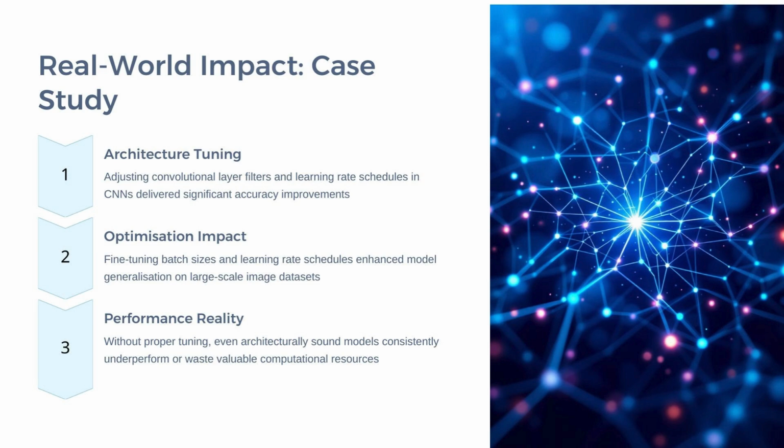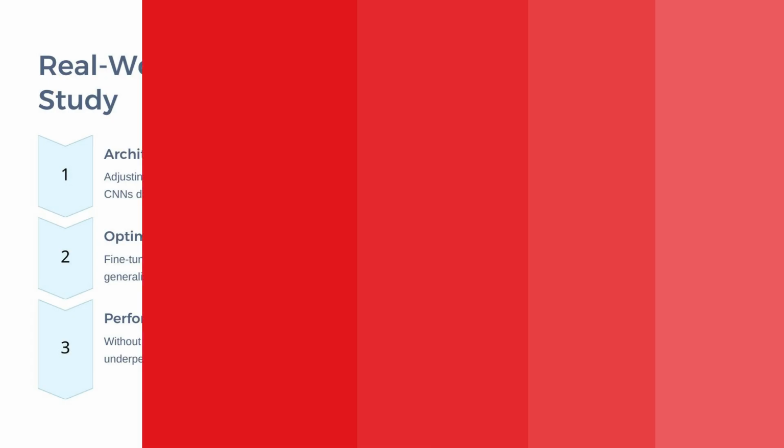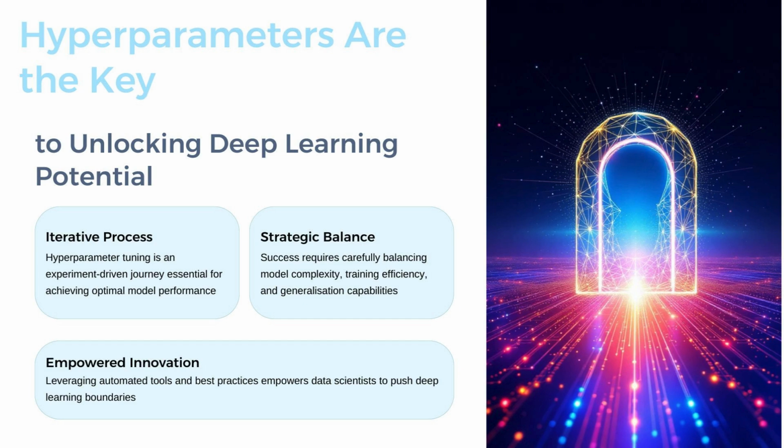Now we move towards the real-world impact and case study. Architecture tuning: adjusting the convolutional layer filters, learning rate, and schedules in convolutional neural networks delivered significant accuracy improvement. Optimization impact: fine-tuning batch size and learning rate schedule enhanced model generalization on large-scale image datasets. Performance reliability: without proper tuning, even a sound architecture will consistently underperform or waste valuable computational resources.